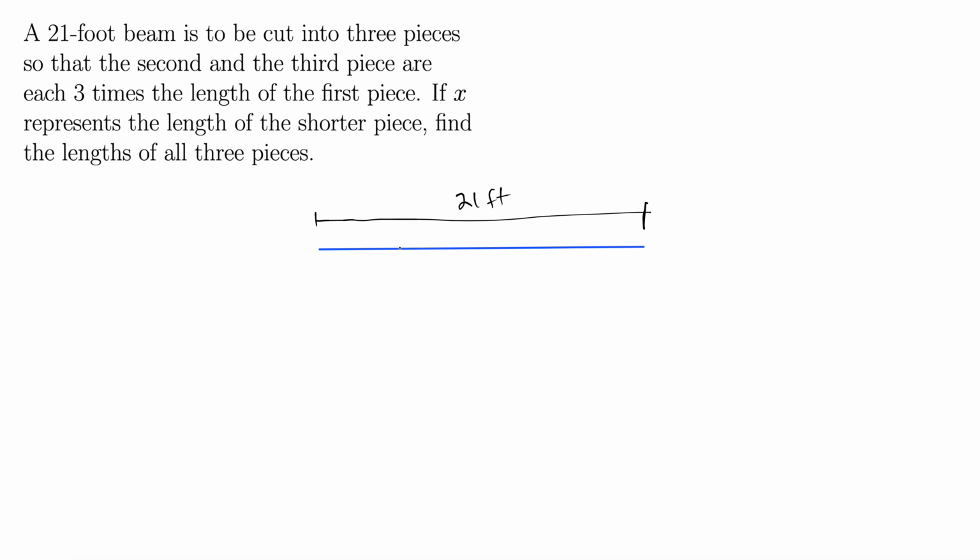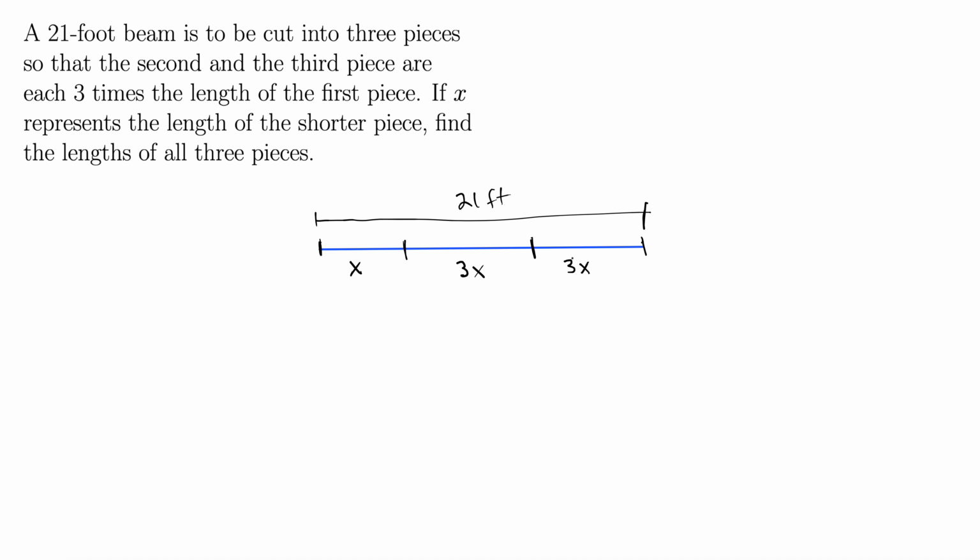Right, we're going to cut off a smaller piece, so that little piece is going to be x. It says right here, if x represents the length of the shorter piece. Now the second and third piece are each 3 times the length of the first piece. So here we have our other 2 pieces, but both of those are 3 times the length of the first piece.